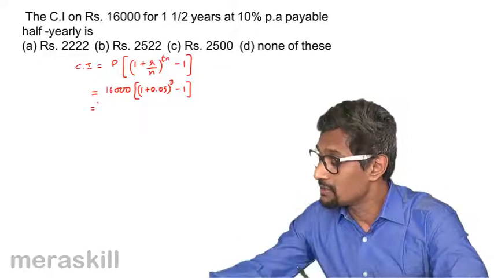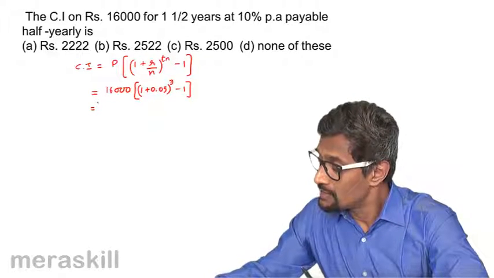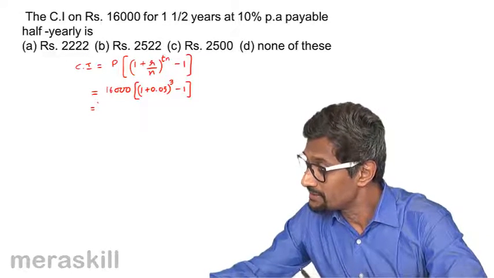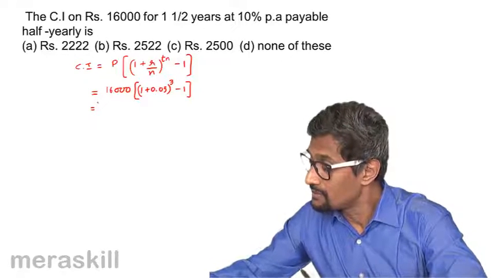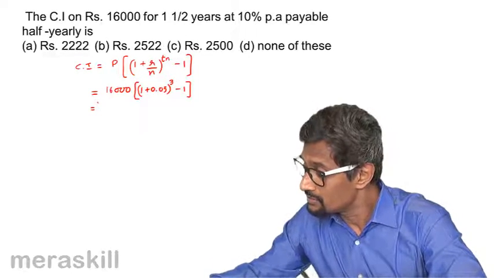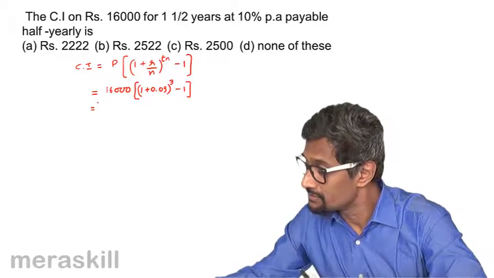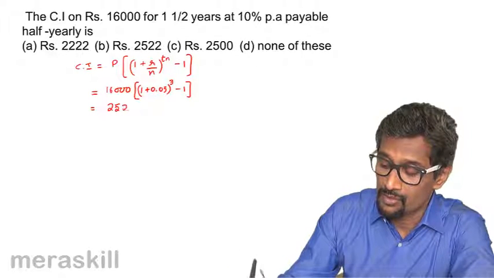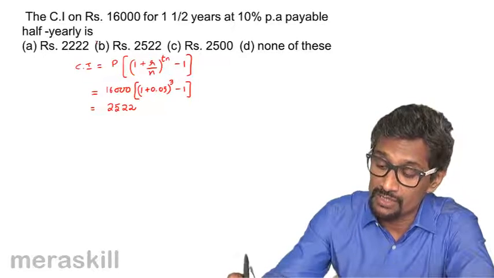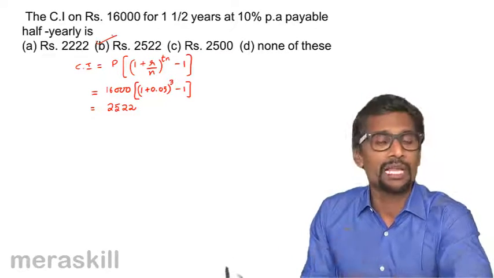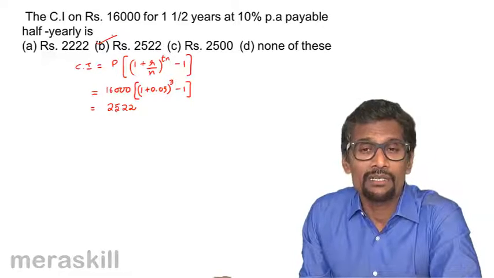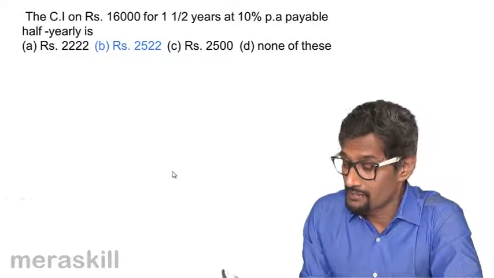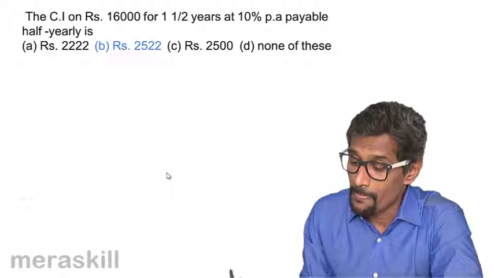So now this turns out to be 1.05 multiplied thrice, minus 1, into 16000. It turns out to be 2,522. So the compound interest turns out to be 2,522. Simple calculations. Even with a simple regular calculator, you don't need a scientific calculator, you can go ahead and do these calculations. Yes, and we do have 2,522.